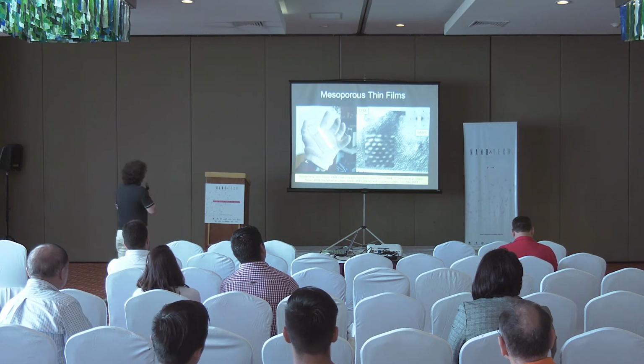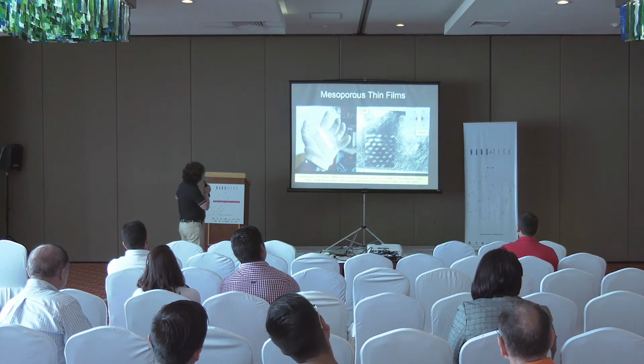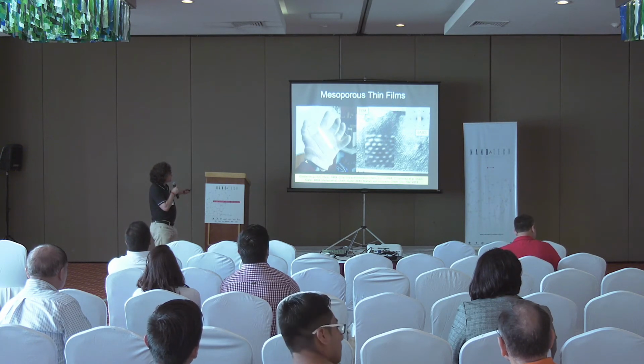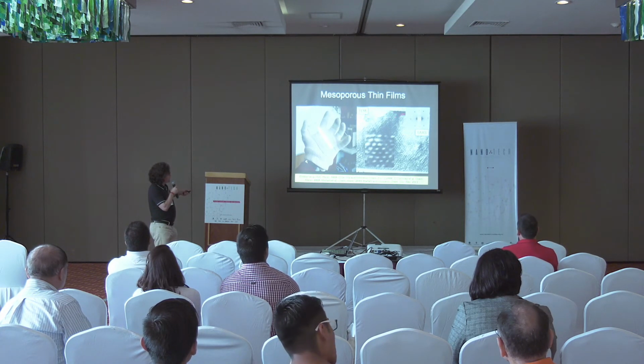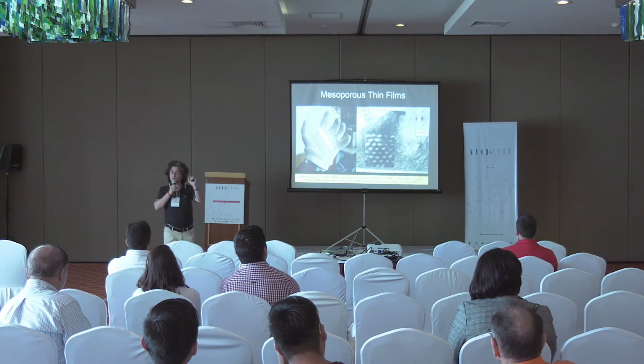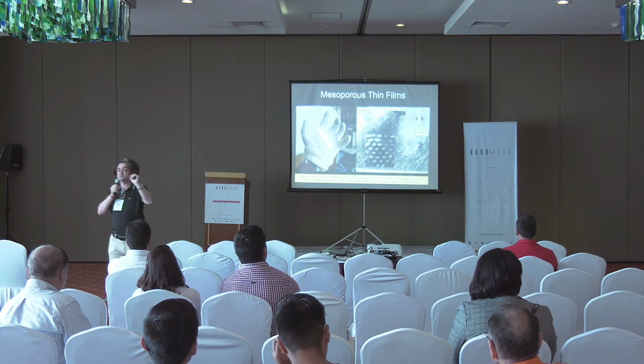This is a picture of a film. You see that it's thin, that it has very good optical quality. This is a cross-section, transmission electron microscopy. You can see the pores. The pores are very organized. They're all equal and organized in space and well-oriented.